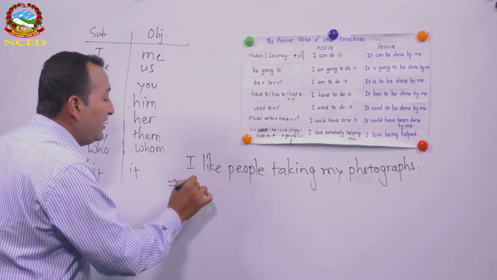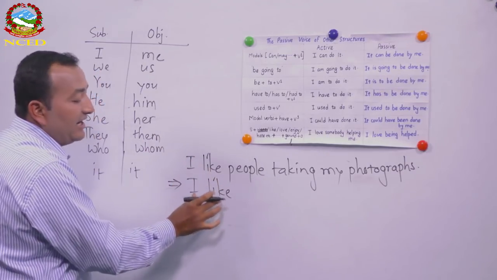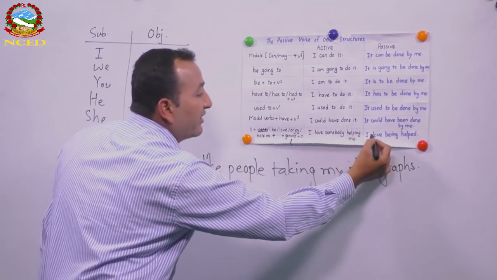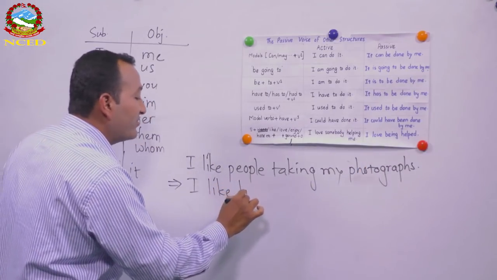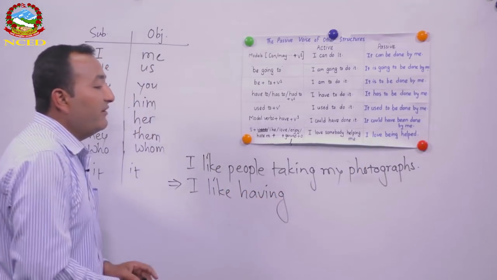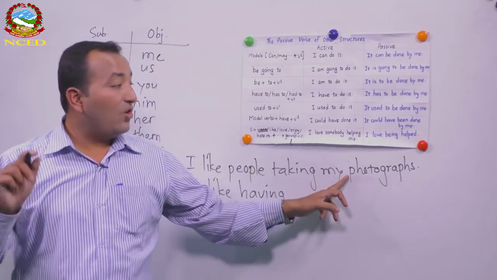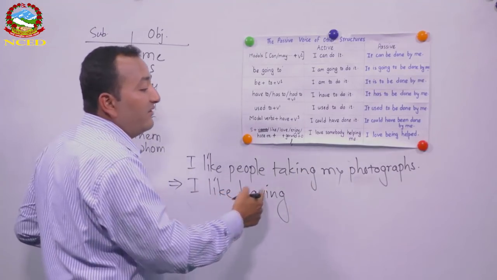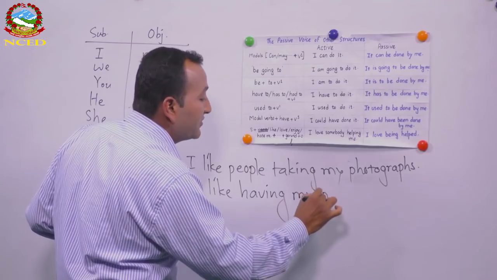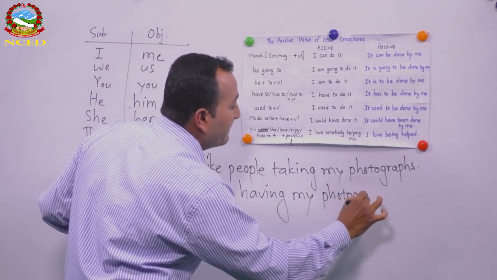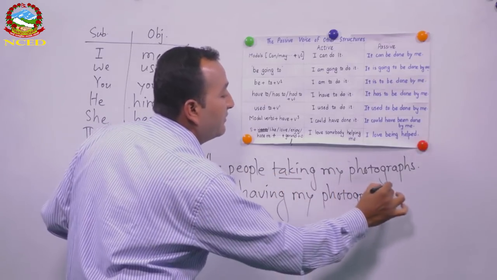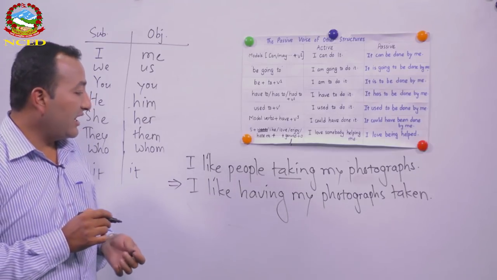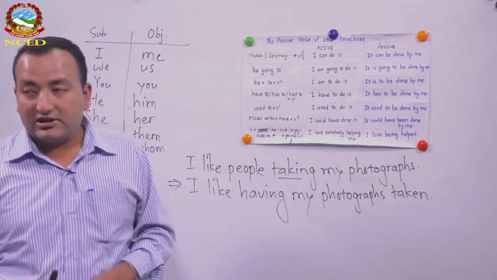This time, we write like this. I like, same. Then, not being, we use having. If there is an object other than me, we use having, then we write the object, my photographs, and then main verb, verb 3, taken. Take, took, taken. So this is, I like having my photographs taken. This is how we change.